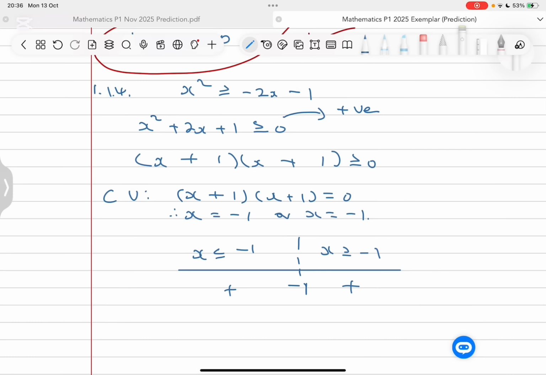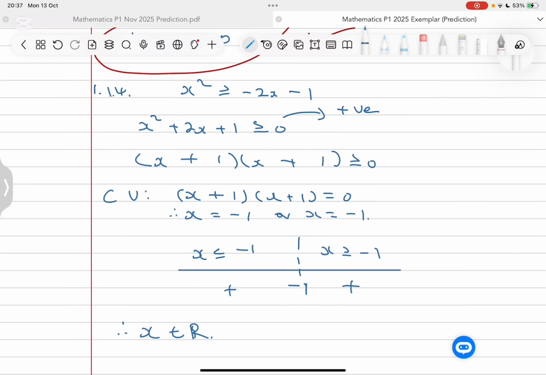Now there's something very interesting happening here. All these numbers here, including -1, they satisfy this equation. In other words, they give us positive numbers and they also give us a 0. This means that our x is an element of real numbers. All the real numbers will make this inequality to be true.